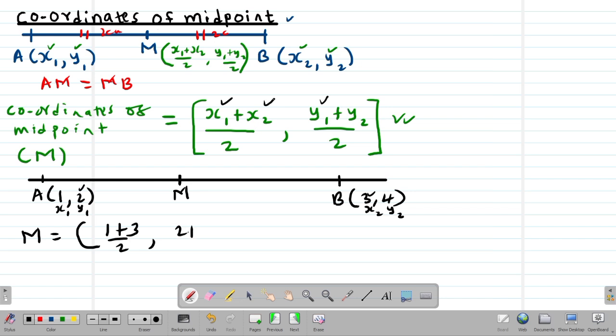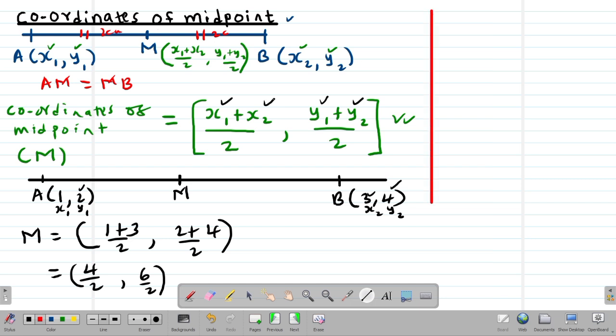So this is 2 plus my y2, which is actually positive 4, then divided by 2. So it means that the coordinates of M will be 4 over 2, then comma, that is 1 plus 3, 2 plus 4, I'll get positive 6 over 2. Now, when we simplify, we are going to get that the coordinates of the midpoint, which is our point M in this particular case, will be given by the following.